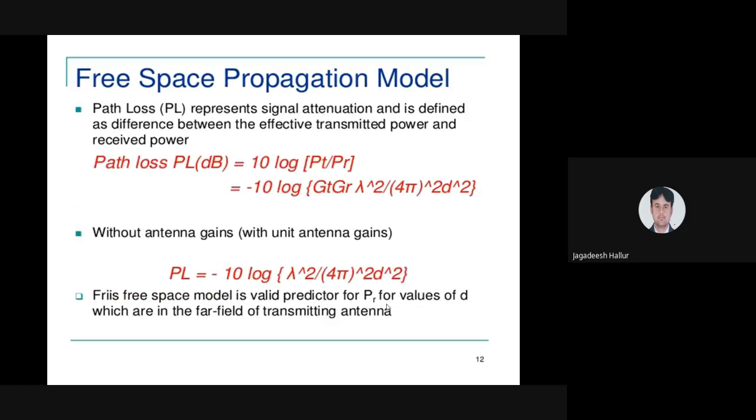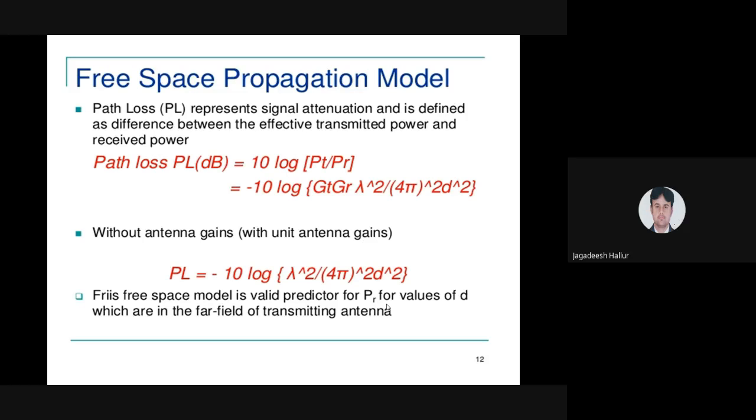So for free space propagation, you have to calculate the path loss. Path is nothing but a distance. The path loss PL represents the signal attenuation and is defined as the difference between the effective transmitted power and the received power. The path loss has to be given in decibel value, so path loss PL in dB.